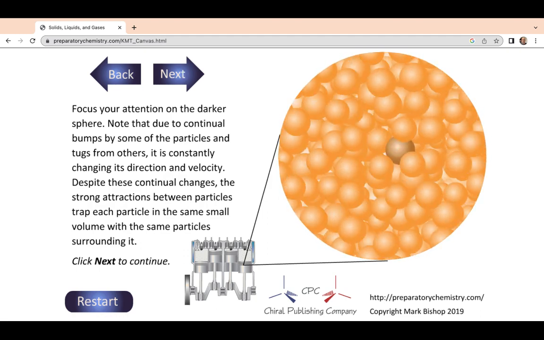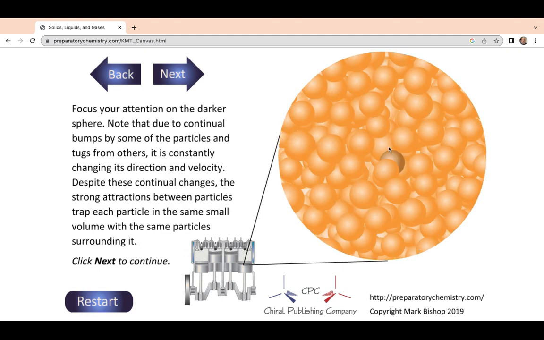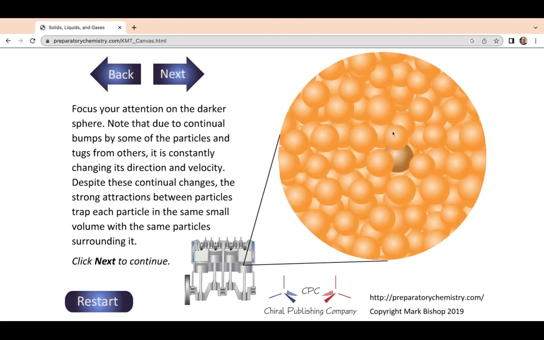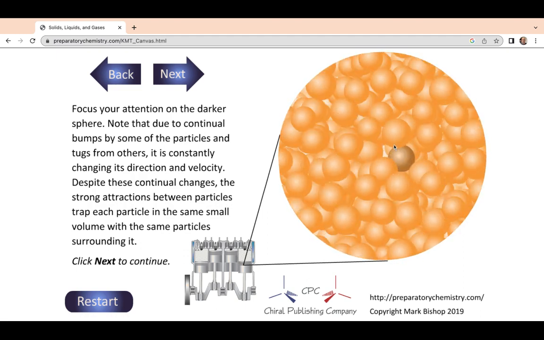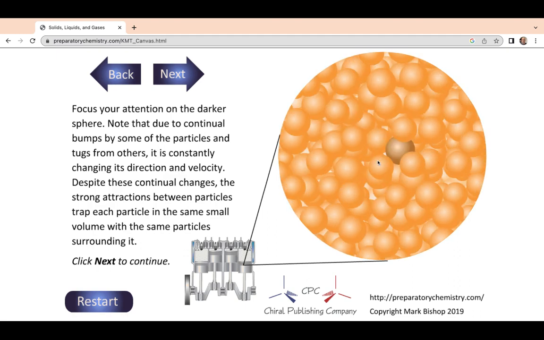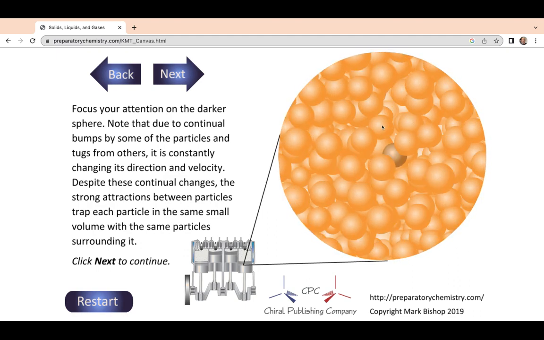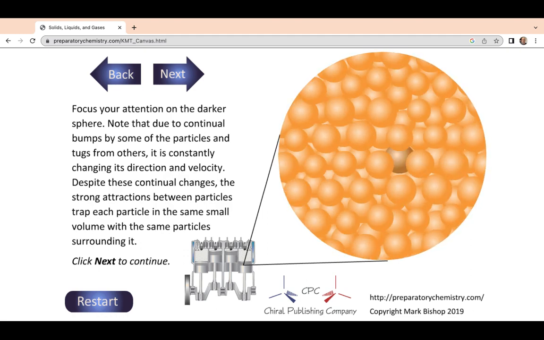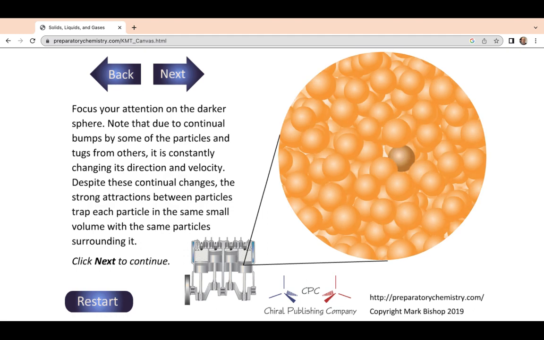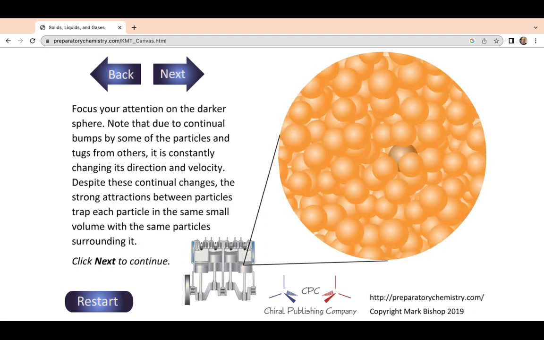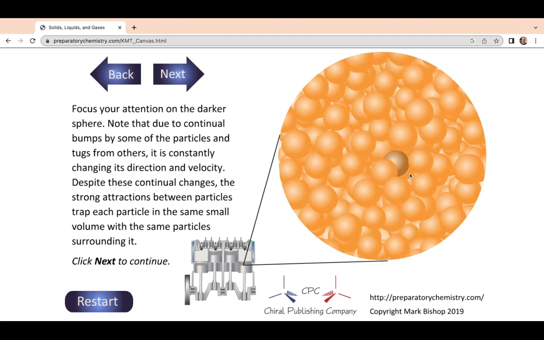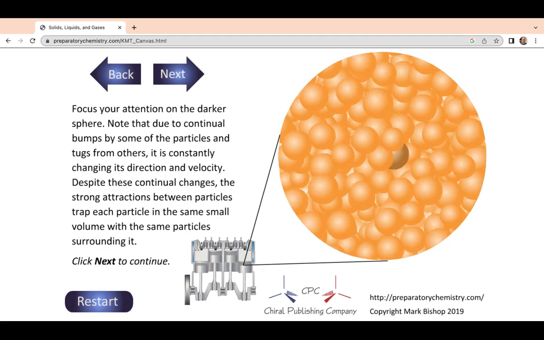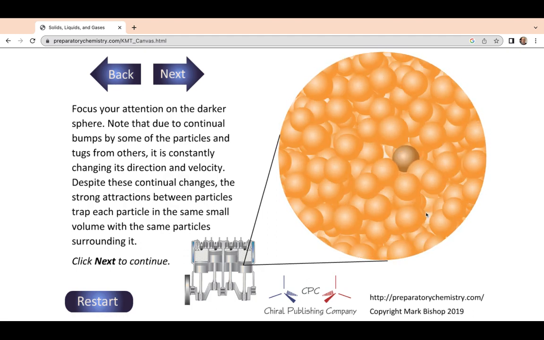If you focus your attention on the darker sphere, you'll note that due to the continual bumps by some of the particles and the tugs of others, it is constantly changing its direction and velocity. You'll see here the dark sphere doesn't really move outside of this area. It kind of stays in its general place. Despite the continual changes, the strong attractions between particles trap each of the particles in a small volume with the same particles surrounding it. So the dark sphere doesn't really move away from its surrounding neighbors. It's kept in that space, and the same goes for any of the other particles.